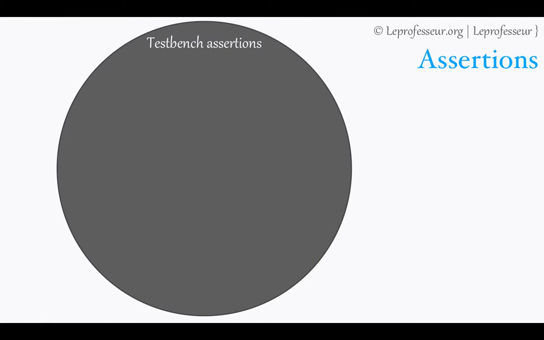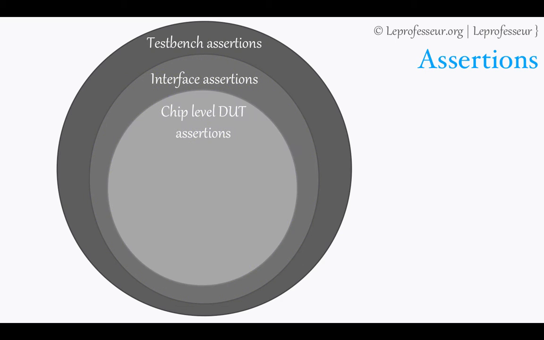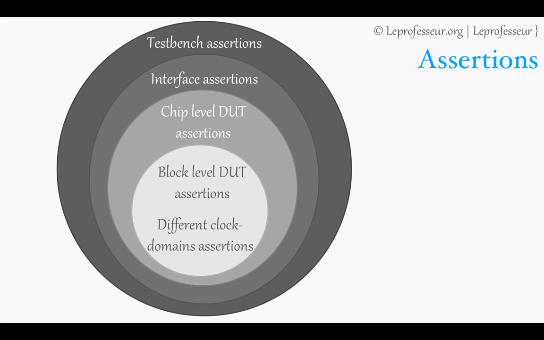You can write testbench assertions, interface level assertions, chip level assertions, and block level assertions, and you can also specify different clock domain assertions. Also, you can write assertions for formal checks and formal verification tools, and timing level assertions where you want to check min pulse width or max pulse width, those kinds of assertions.